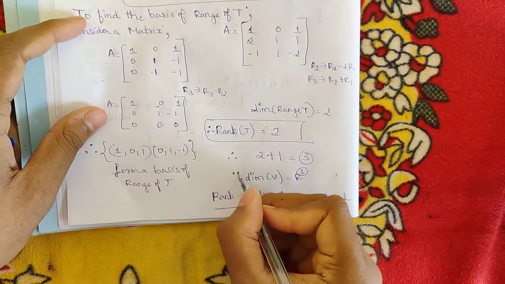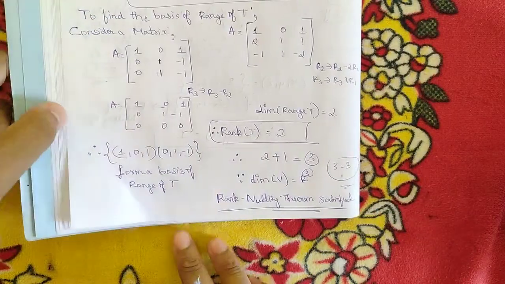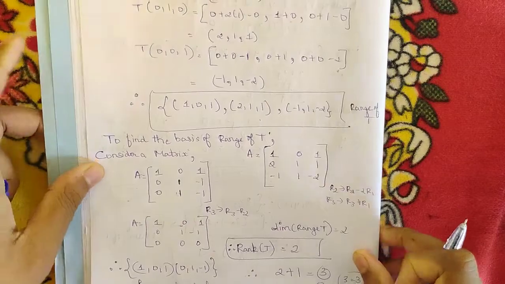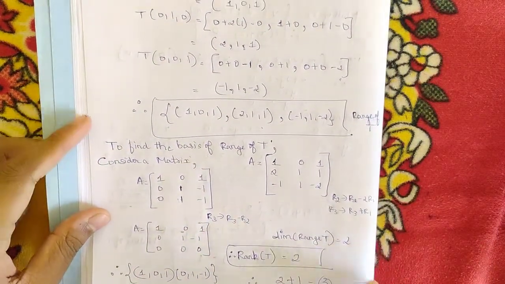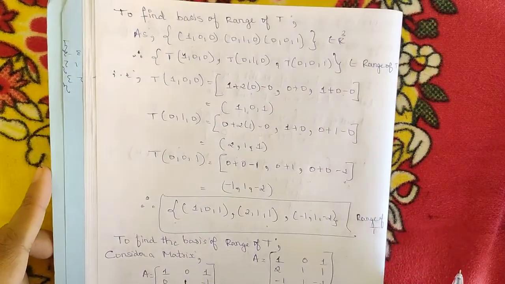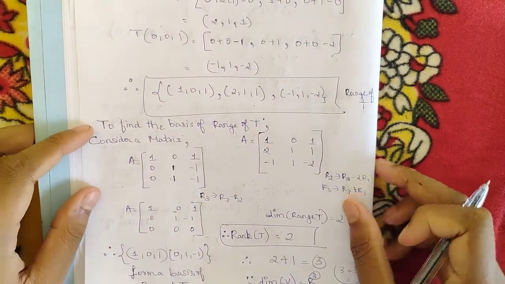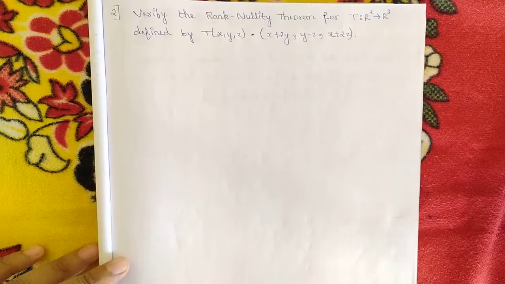Hope it is clear. Please go through each and every step very carefully to find the basis of range of T, rank of T, also the nullity of T. So please do solve it, guys, and try to understand, because this is very important. One question would definitely be asked. Okay, so we have a similar kind of one more problem. Let us solve it and wind up this session.